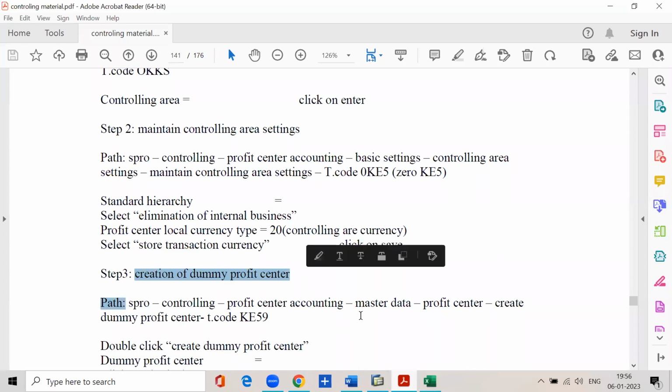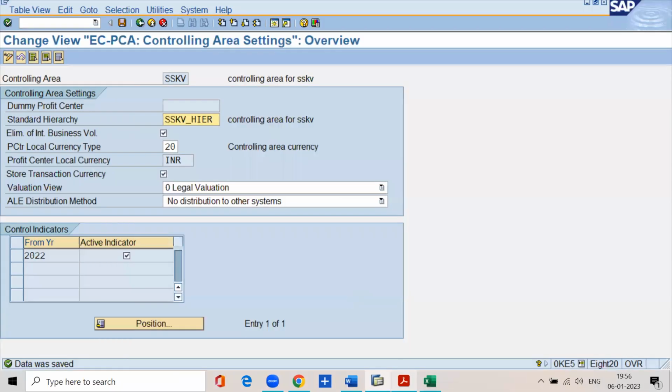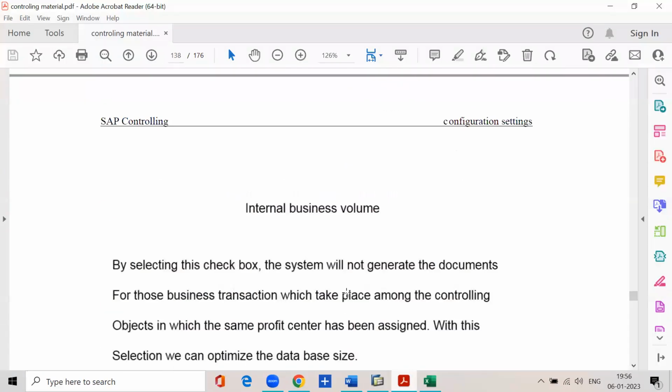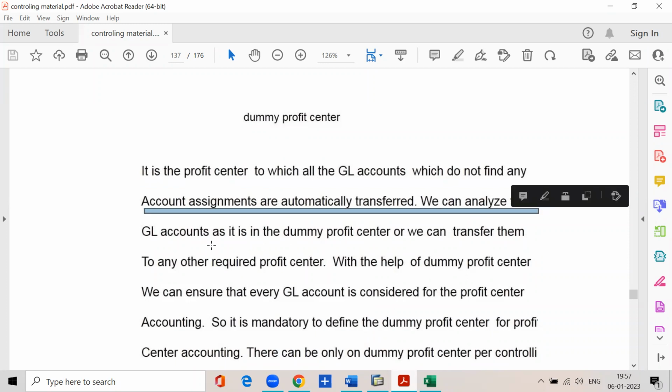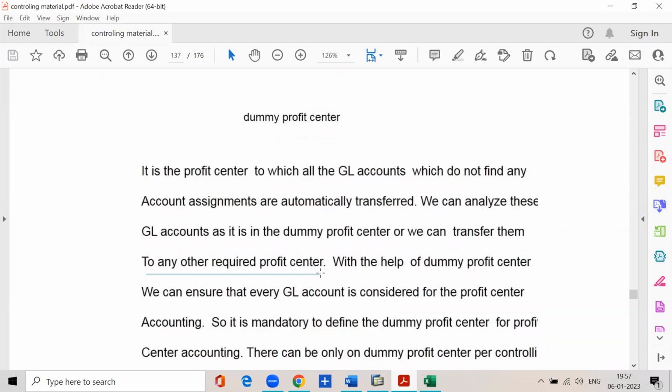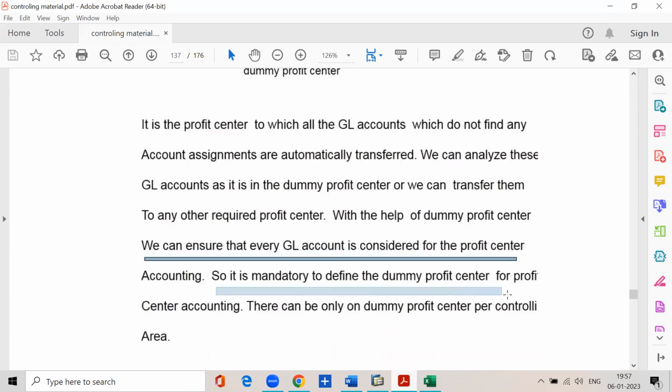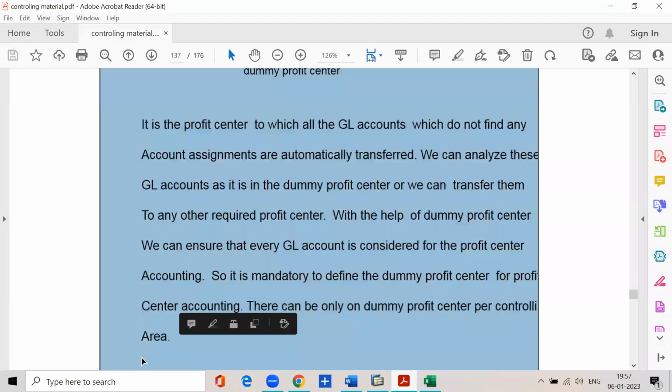Then creation of dummy profit center. So what is the dummy profit center? It is the profit center to which all the GL accounts for which you do not find any account assignments are automatically transferred. We can analyze these GL accounts as they are in the dummy profit center, or we can transfer them to any other required profit center. With the help of the dummy profit center, we can ensure that every GL account is considered for profit center accounting. So it is mandatory to define the dummy profit center for profit center accounting. There can be only one dummy profit center per controlling area. What does it mean?